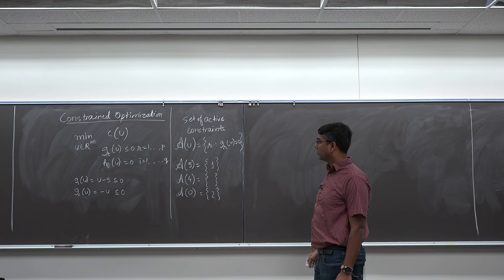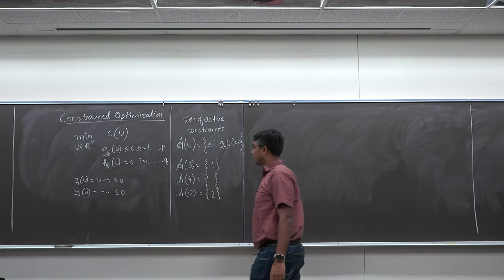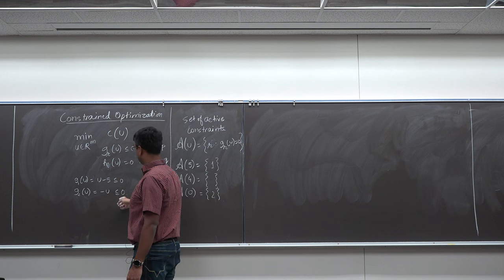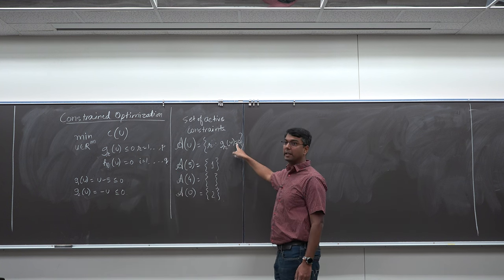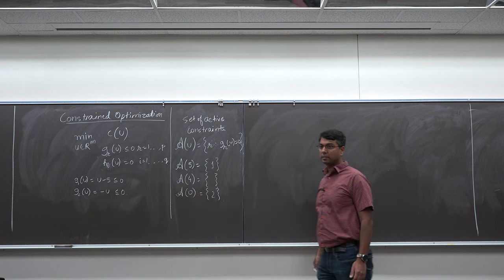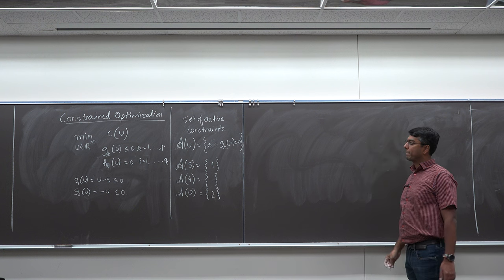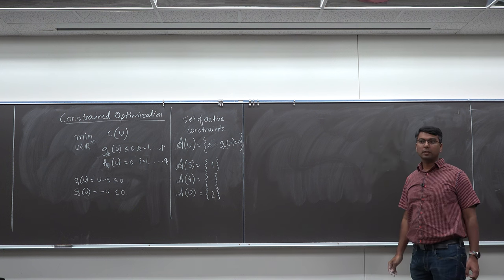A of minus 1. We still have one constraint. Which one? The g1 of u will be minus 6, which is less than or equal to 0. Right, but it has to be equal to 0. Only then it is active, otherwise it's inactive. Okay, any other question?